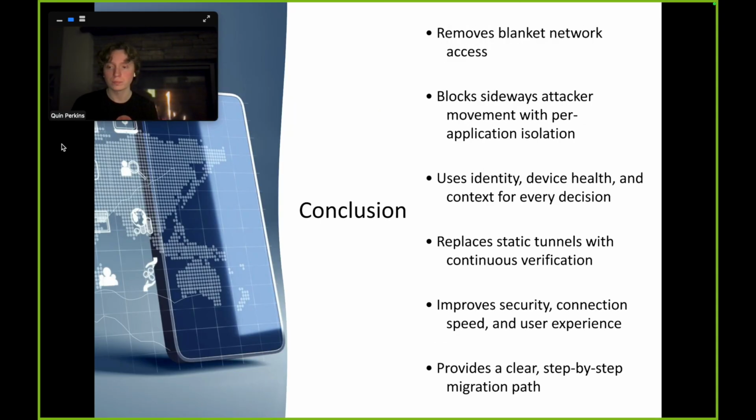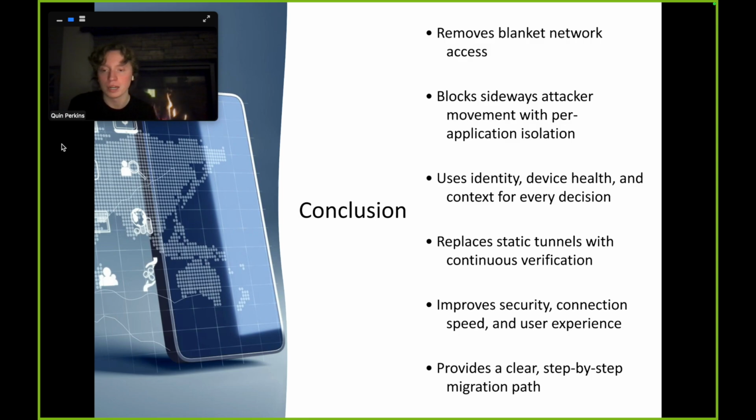In conclusion, the traditional virtual private network model grants too much access. One login exposes the entire internal network and makes sideways movement too easy for attackers. Zero Trust Network Access solves this by checking identity, device health, and context on every request. Access is limited to a single application at a time.